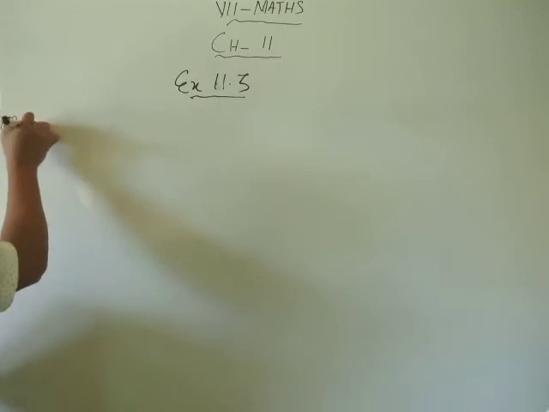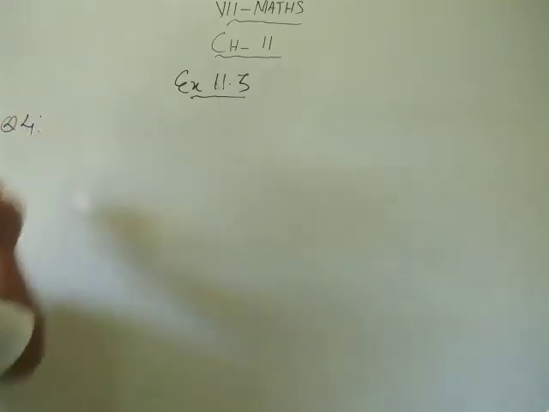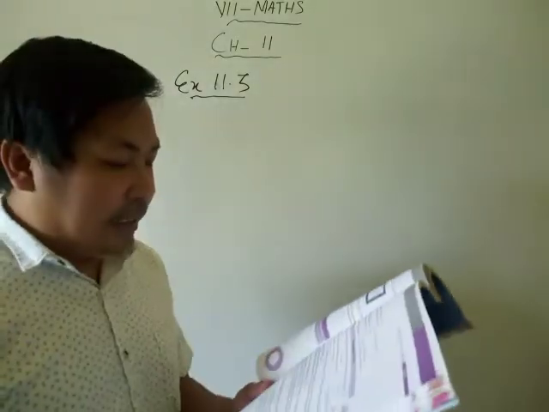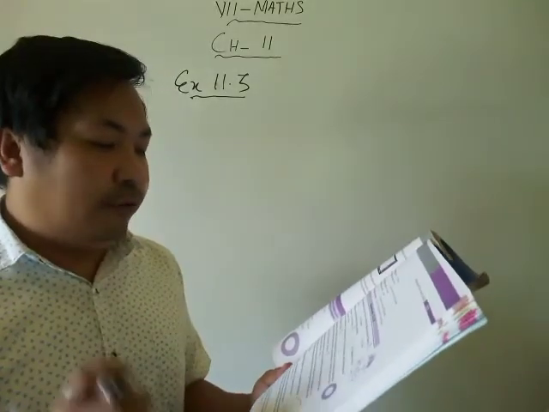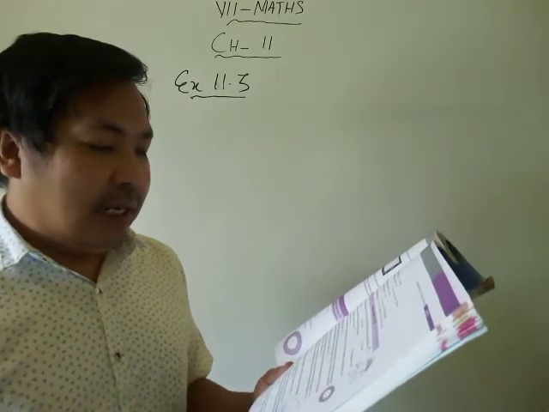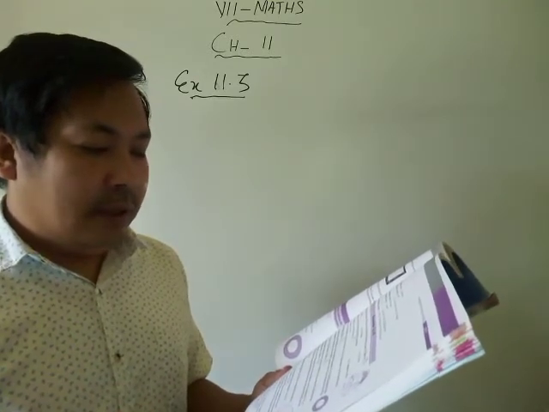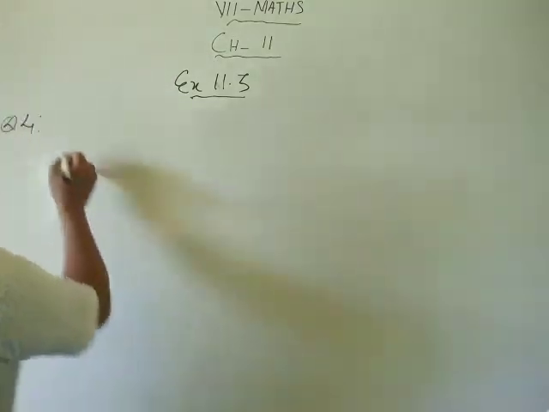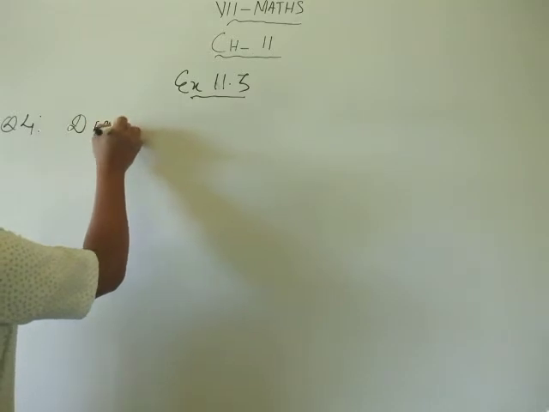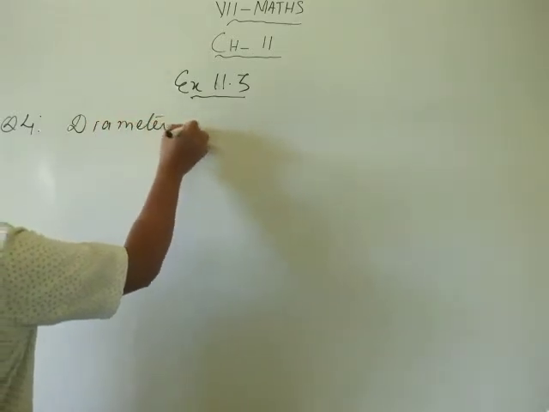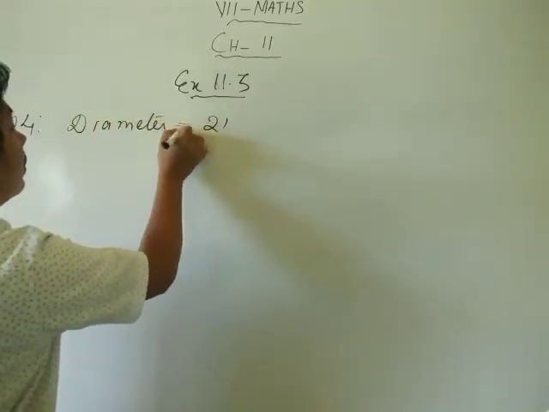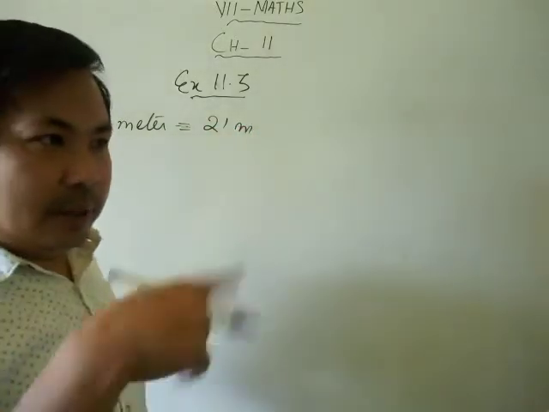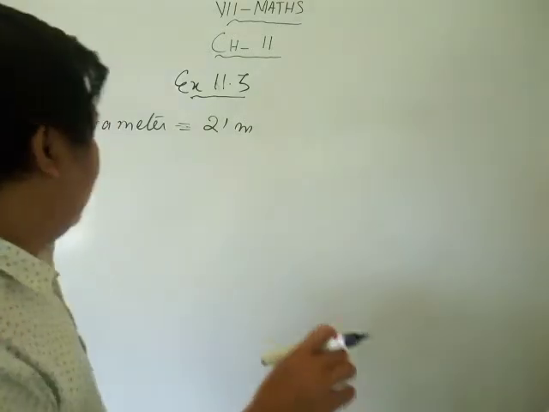Question number 4. Okay. I will just read the question for you. You can check in your book also. Question number 4 says like this: a gardener wants to fence a circular garden of diameter 21 meter. So what is that? Diameter equal to 21 meter of the circular garden. Diameter of the circle is 21 meter.